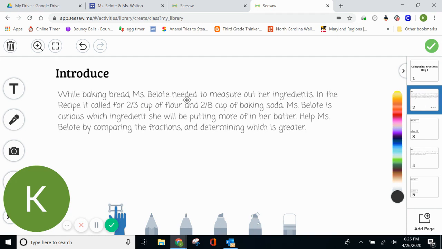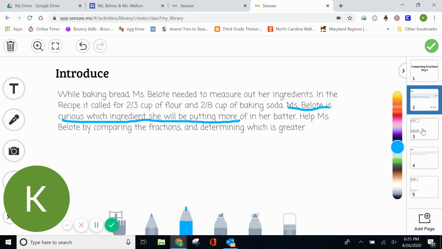While baking bread, Miss Belote needed to measure out her ingredients. In the recipe, it called for 2/3 cup of flour and 2/8 cup of baking soda. Miss Belote is curious which ingredient she will be putting more of in her batter. Help Miss Belote by comparing the fractions and determining which is greater. So, in my problem, Miss Belote actually wants to know which ingredient is greater. So which one she's going to be putting more of in her batter.